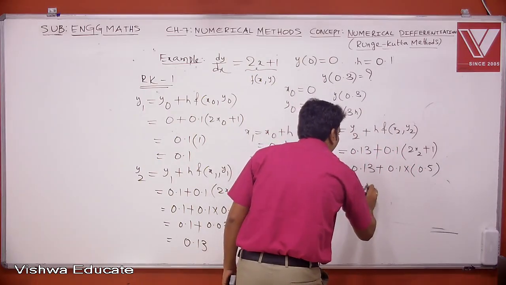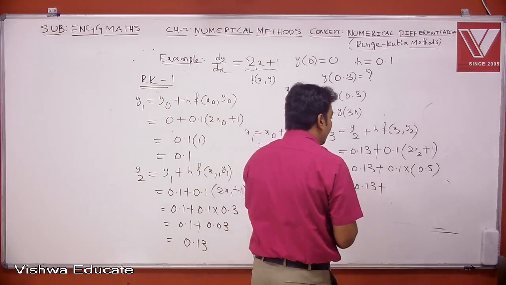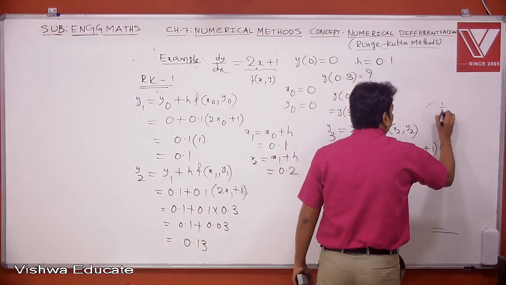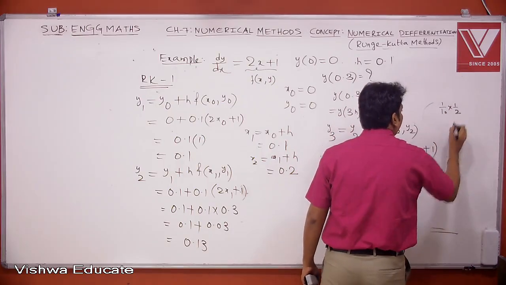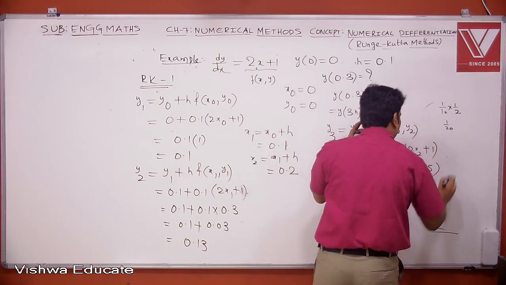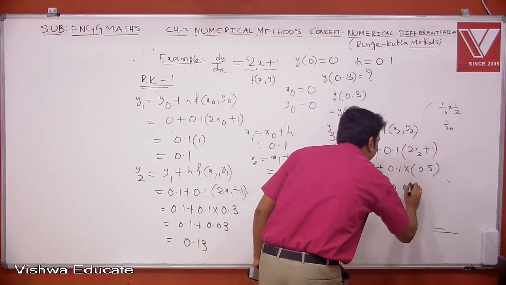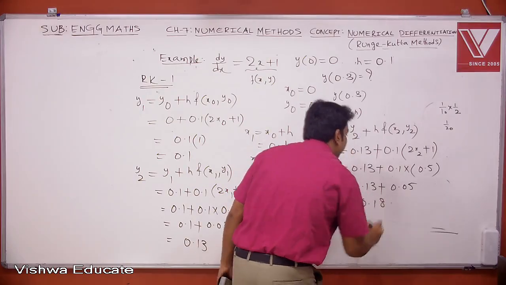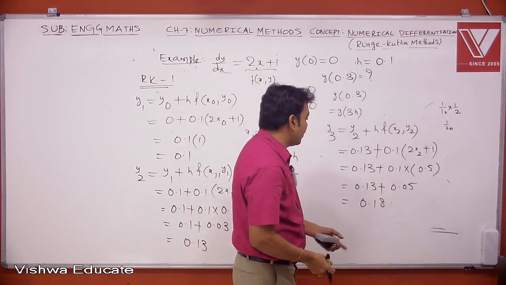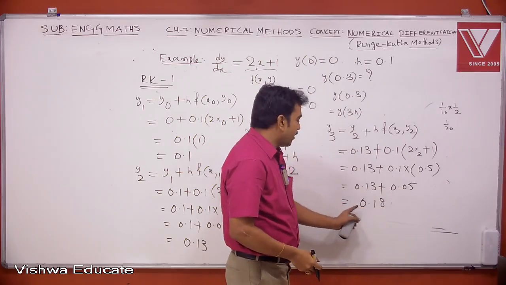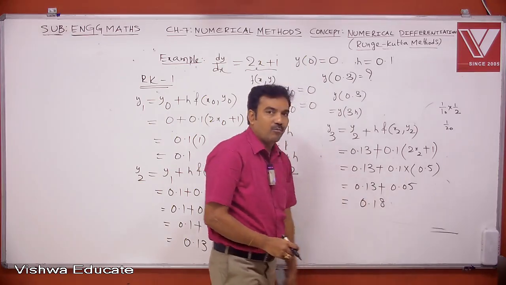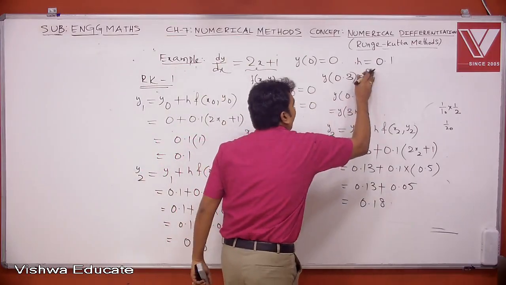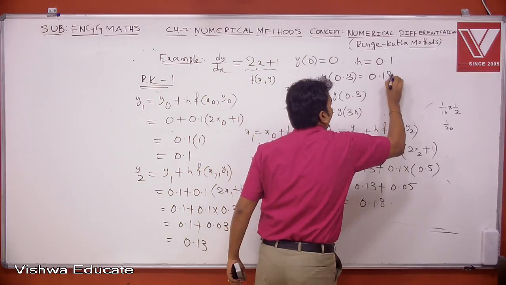So this is 0.13 plus 0.1 into 0.5. 0.1 is 1 by 10, 0.5 is 1 by 2. So this is 1 by 20, which is 0.05. So this is nothing but 0.18. 0.13 plus 0.05 is 0.18. So this is y3 value, that is 0.18. But what is y3? This is y of 0.3. So y of 0.3 we got finally 0.18.